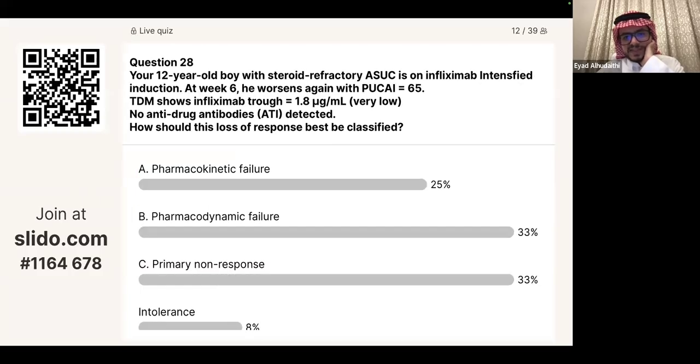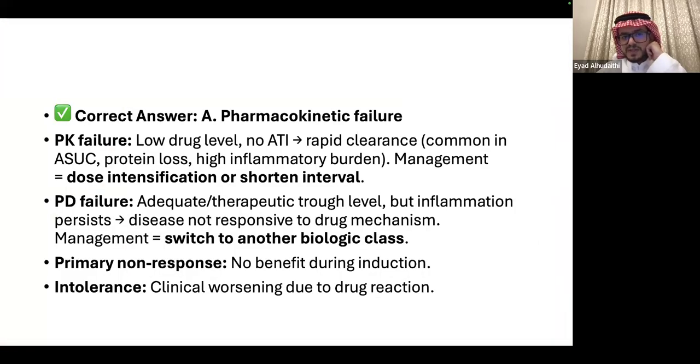So there is a lot of discrepancy and debate. It's an important concept to differentiate between pharmacokinetic failure, pharmacodynamic failure, primary non-response, secondary non-response, and intolerance. So the correct answer is pharmacokinetic failure. PK failure, or pharmacokinetic, is when you have low drug and no anti-drug antibodies.